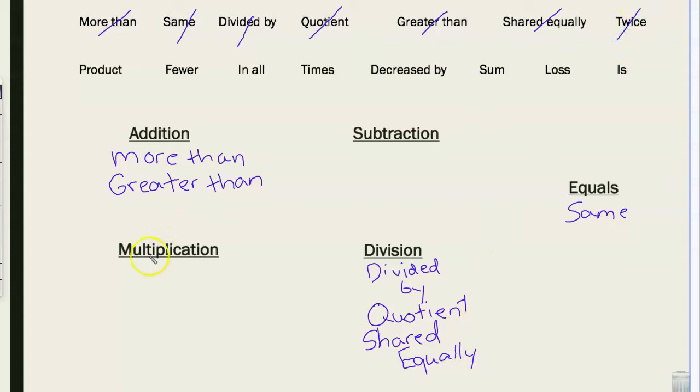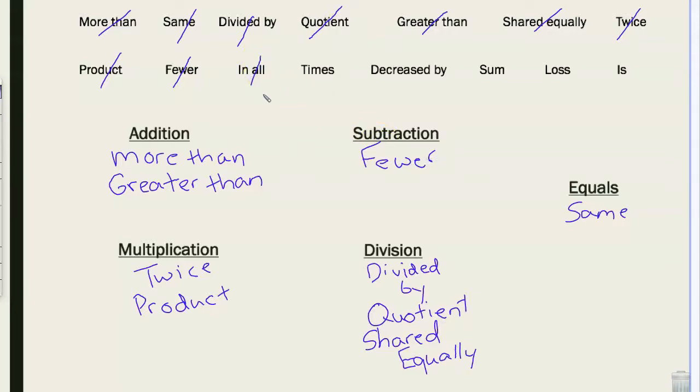Twice. Something is 3 twice. That's 3 times 2. So twice would be multiplication. Oh, Manfred, the sound effects. Product. That's the answer to a multiplication problem. We talked about that earlier in the year. Fewer. What do you mean by fewer? 3 fewer than x. That would mean x minus 3.